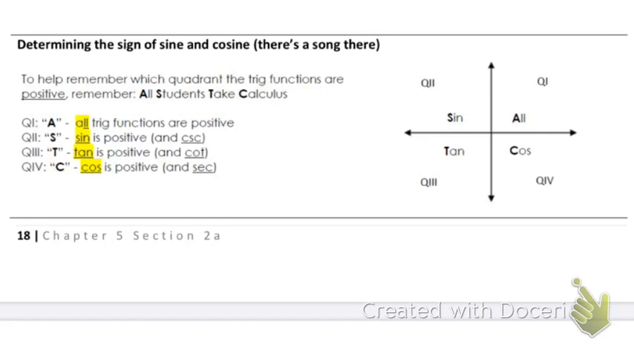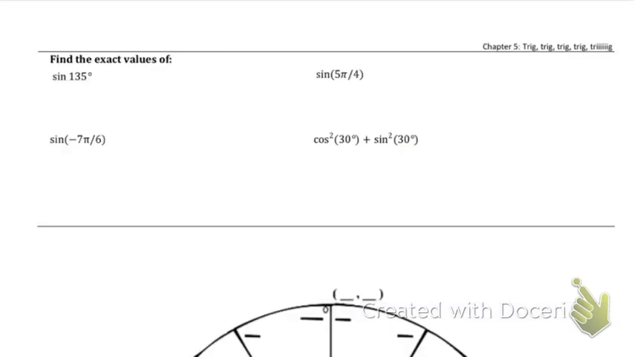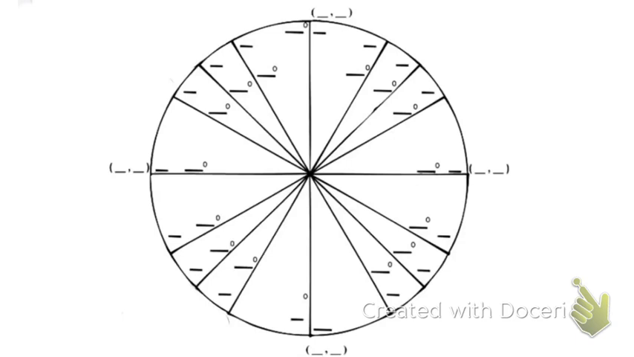All students take. We're in quadrant 3. Tangent's positive. Cosine, sine are negative. Finally, quadrant 4, calculus. Cosine is positive. Everything else is negative. It's going to help you when you fill out your unit circle, and it's going to help you later on. It's going to make your life so much easier if you can remember all students take calculus. Let's go ahead and fill out our unit circle together.